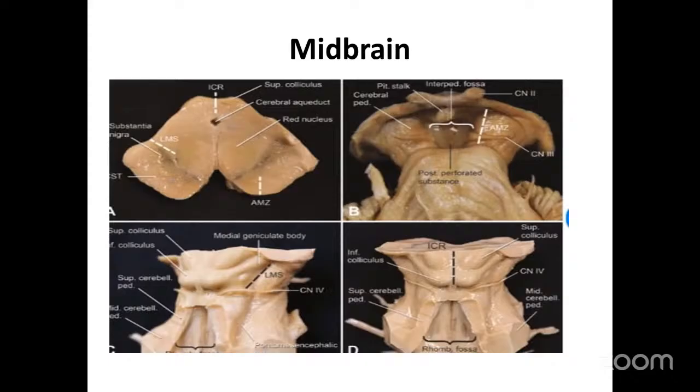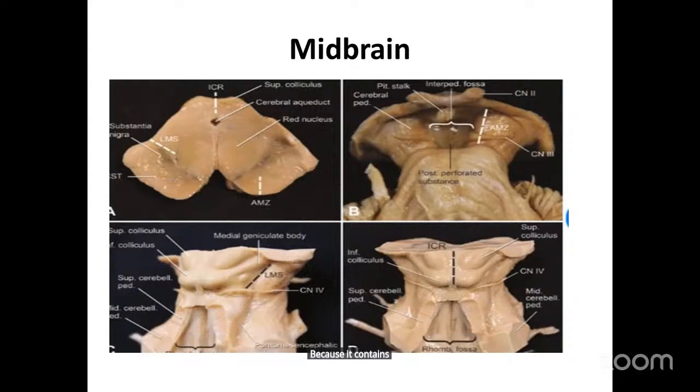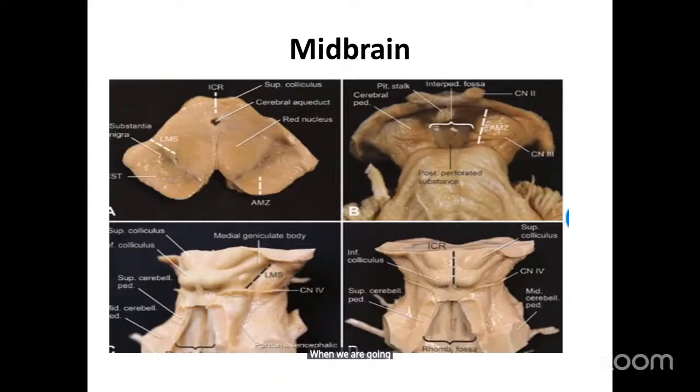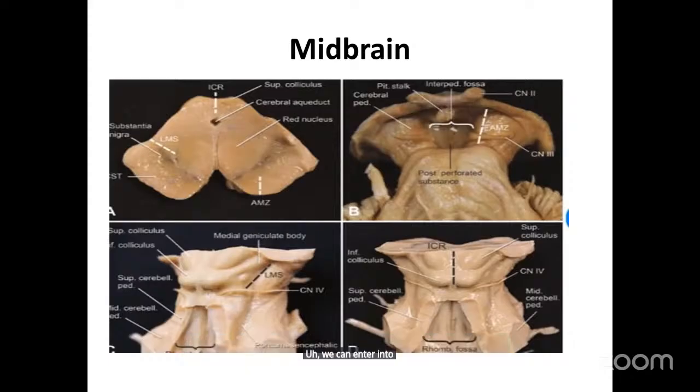Endoscopically, as I told, the interpeduncular fossa is very important clinically and as a surgical corridor, because it contains important structures like the third cranial nerve and the basilar artery. When we are going endoscopically, either doing the ETV or taking a biopsy, if we go a little bit posterior, we can enter the interpeduncular fossa, and that can damage the oculomotor nerve and the basilar artery.